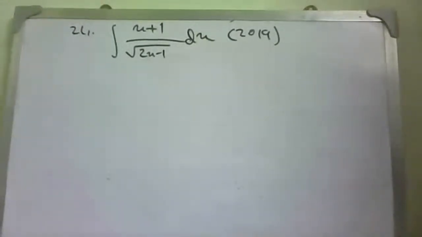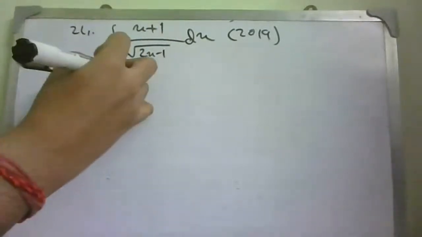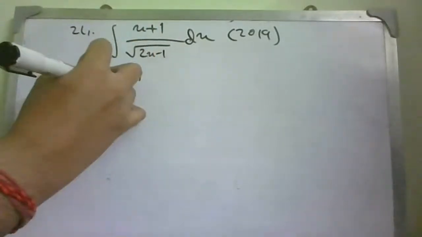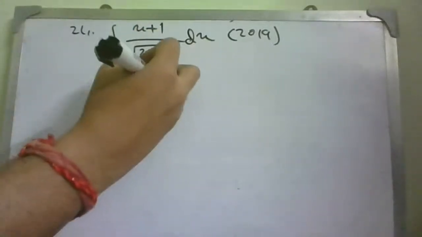There are almost 1, 2, 3, 4, 5, 6, 7. About 7 questions are there from integration alone. That's amazing. Okay, so what can we do with this? This is actually causing problems. So let's assume that 2x minus 1, okay, let it be like this.